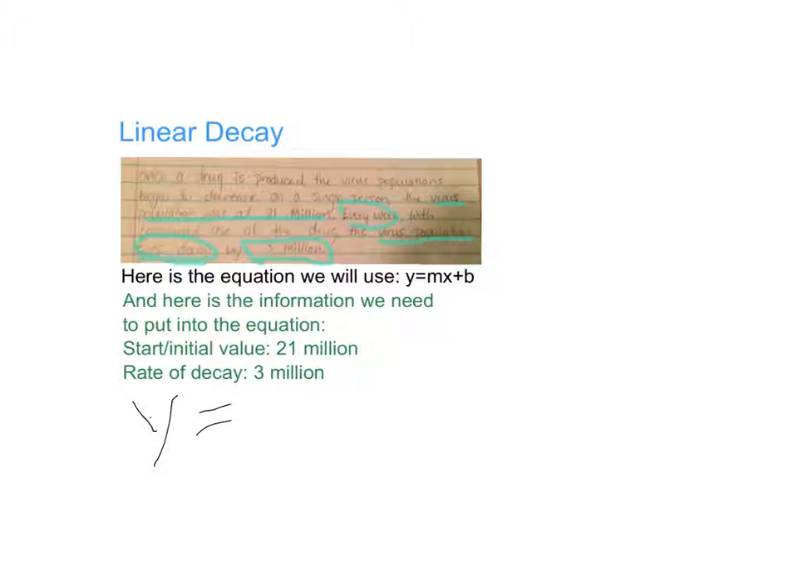For m, we will use the rate of decay, which is also the slope, making it negative to show decay. Now we'll use our start or initial value as our y-intercept, which is 21 million.